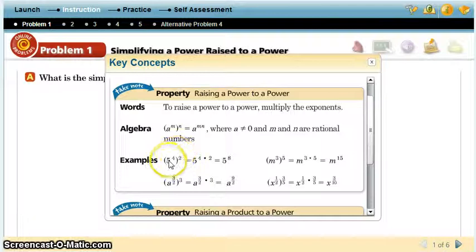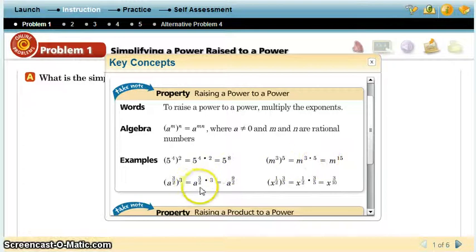So we have some examples down here. 5 is our base raised to the fourth power, which is raised to the second power. So I have this expression raised to the second power. So I have power to a power. So I simply just multiply my exponents. 4 times 2, which gives me 8. So 5 to the 8th power. Then I have m. So this is just an example with a variable. M to the third power raised to the fifth. Power to a power. So I simply take the two exponents, 3 times 5. M is raised to the 15th power now.